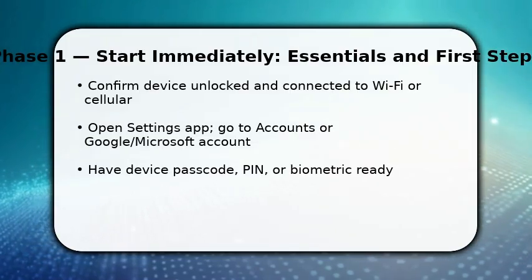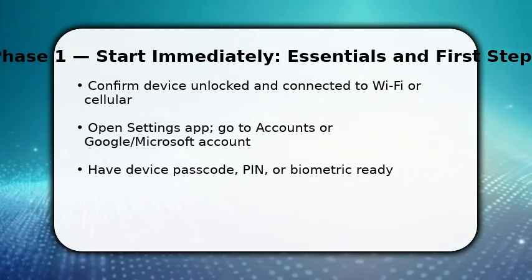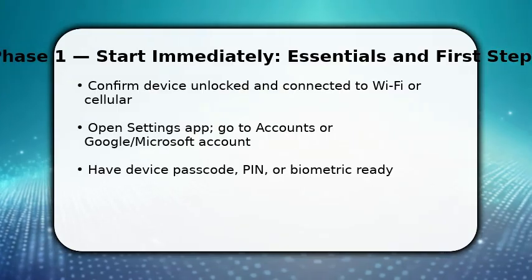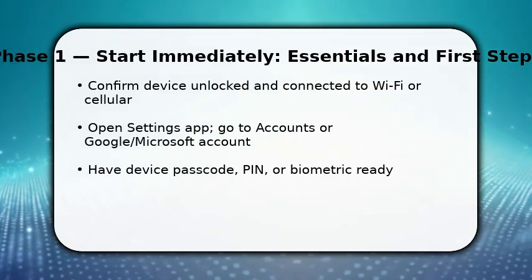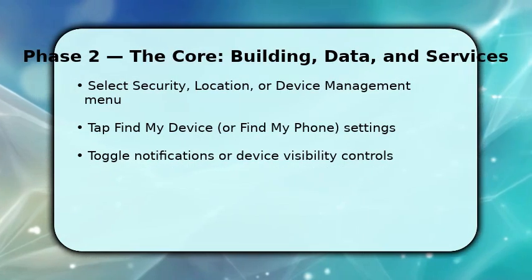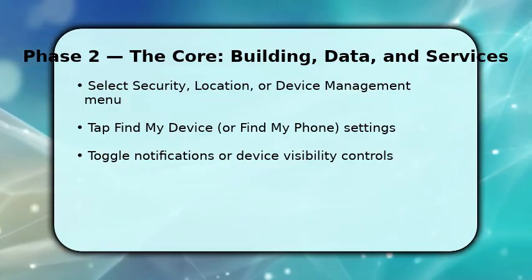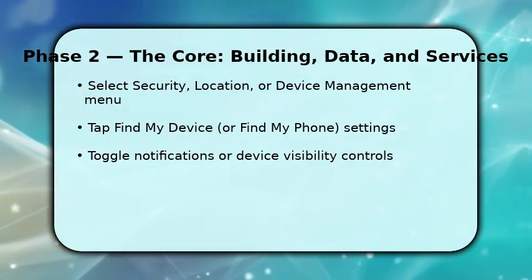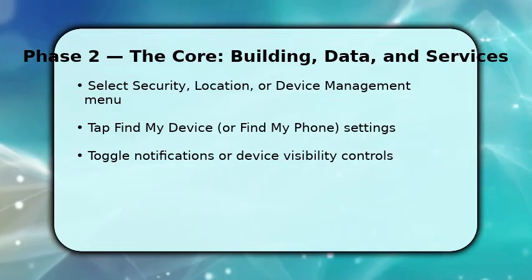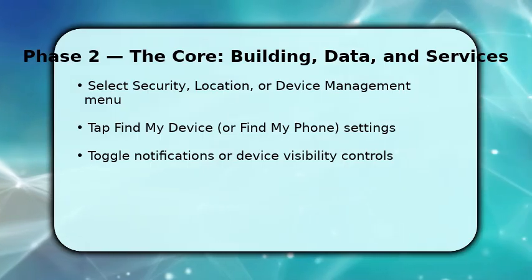You need your passcode or biometric to make changes, so have it ready. This prevents accidental lockouts and ensures the notification change will propagate to other signed-in devices. Now you locate the Find My Device or Find My Phone settings under Security, Location, or Device Management. Once visible, tap into the Notification or Visibility options. You may see separate toggles for allowing location access, showing notifications, and enabling remote actions.